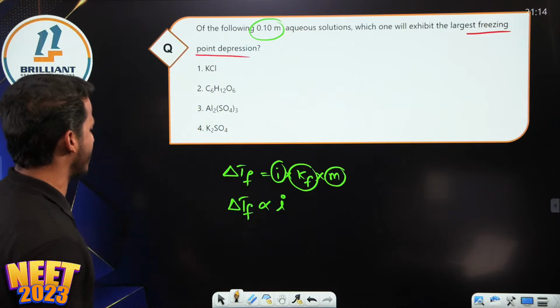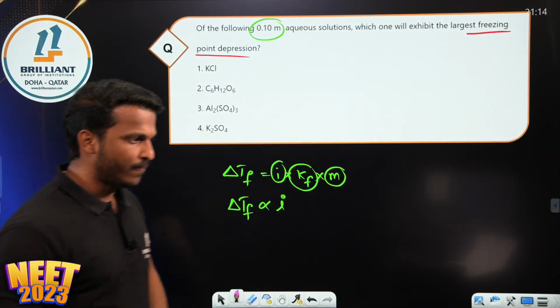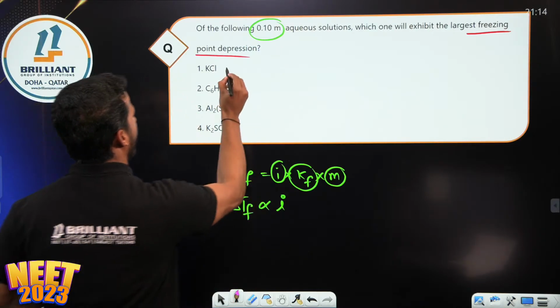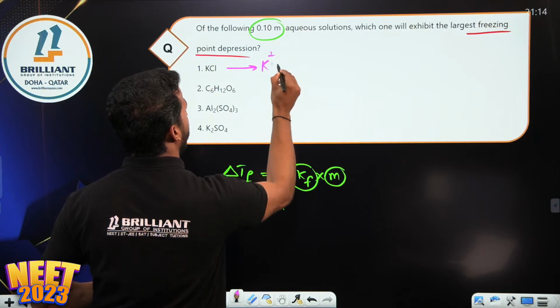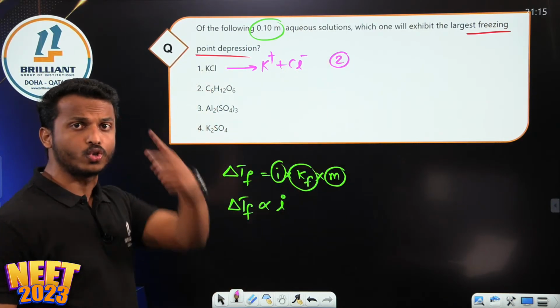Tell me, dear all, what is the answer for this question? Most of them are giving option 3. Okay, dear all, KCl will give you K+ and Cl-, where the i value is equal to 2 because it gives 2 ions.